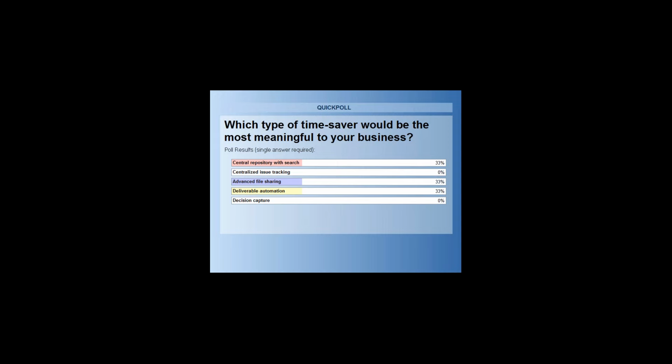Fascinating. Yeah, that's interesting. It's such an even split. And I'm not surprised by that, right? I see how central repository with search and advanced file sharing are clearly related. And, of course, they're also connected to deliverables, right? It's all about content, getting at your content, managing it, sharing it, and knowing what content is due when and how it fits your project. So that's not surprising to me, but very interesting that it's evenly split like that.